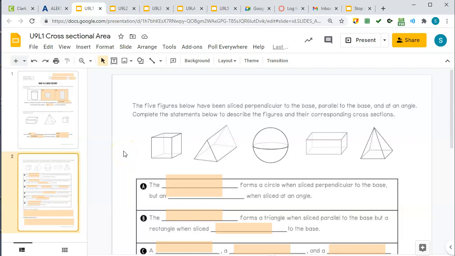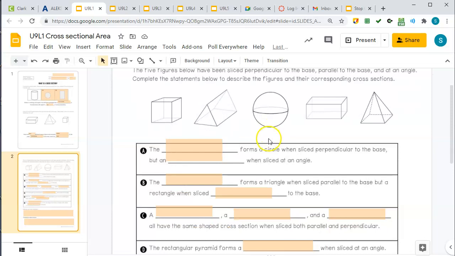The five figures below have been sliced perpendicular to their base, parallel to the base, and at an angle. Complete the statements below to describe the figures and their corresponding cross-sections. So what would form a circle? It forms a circle when sliced perpendicular to the base, but something else when sliced at an angle.